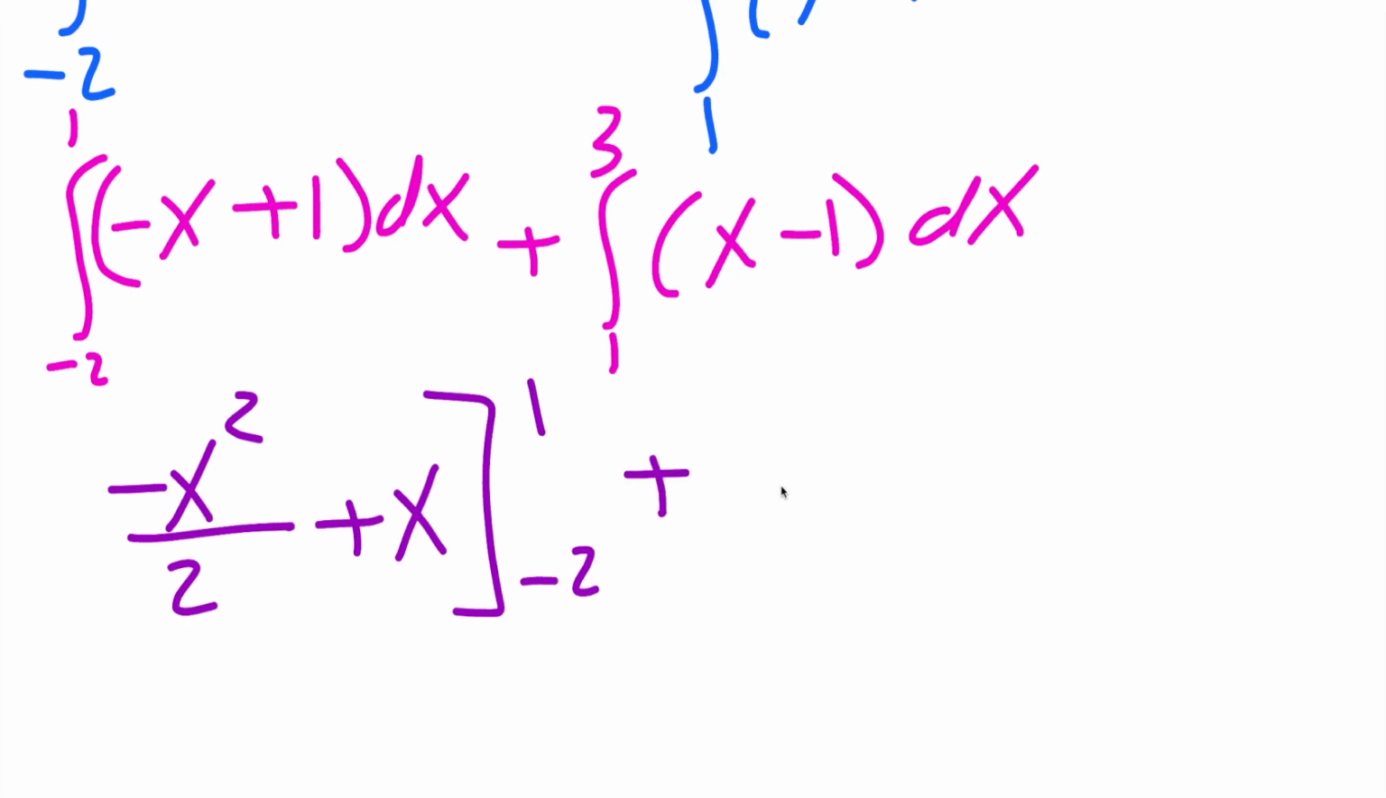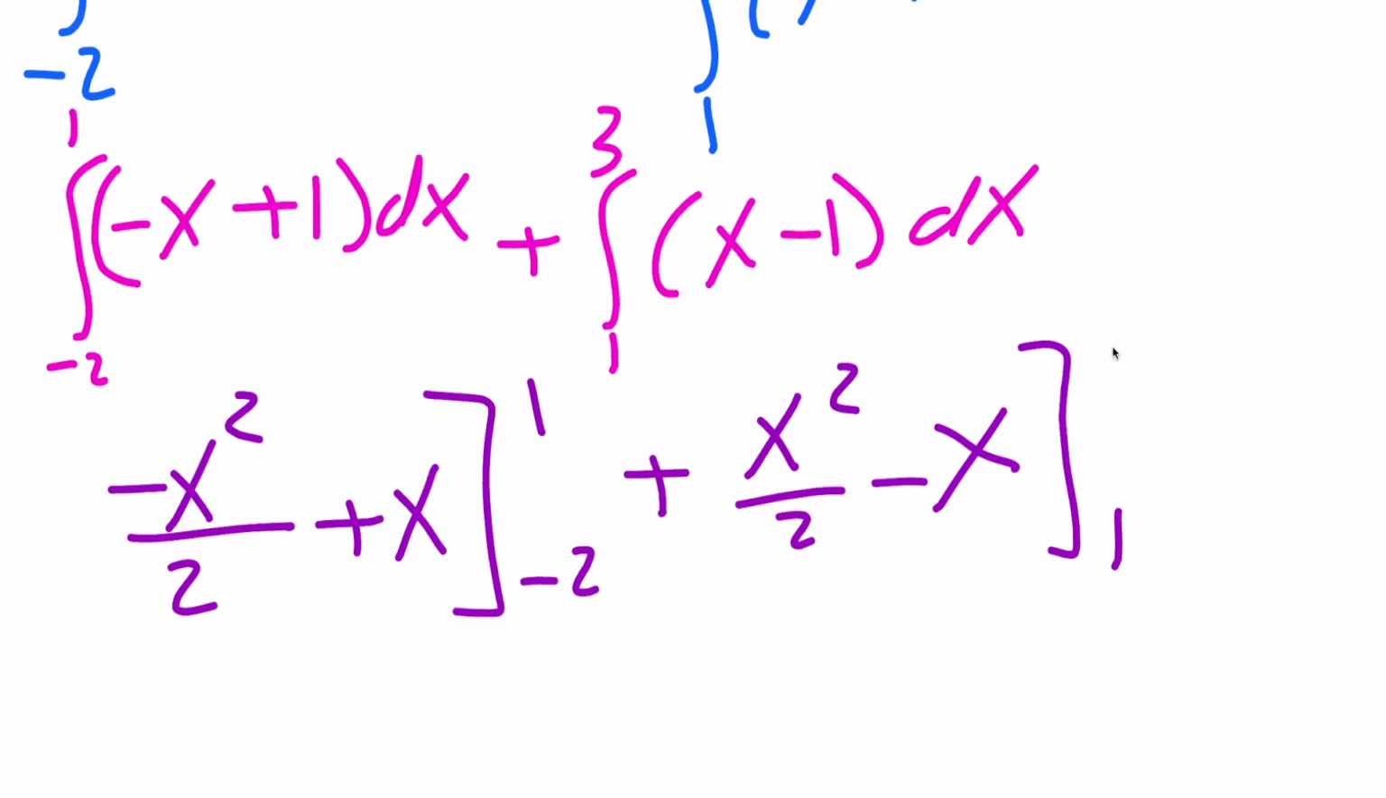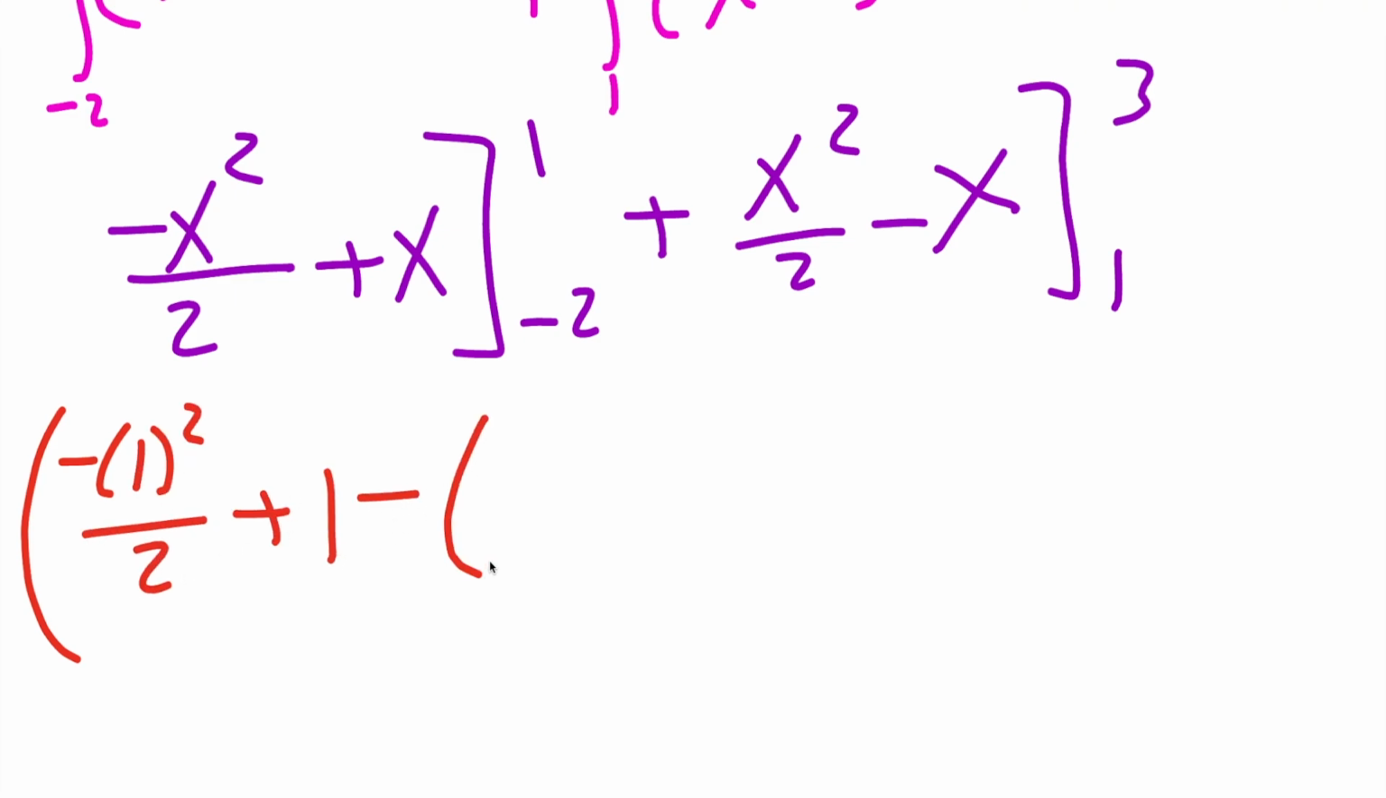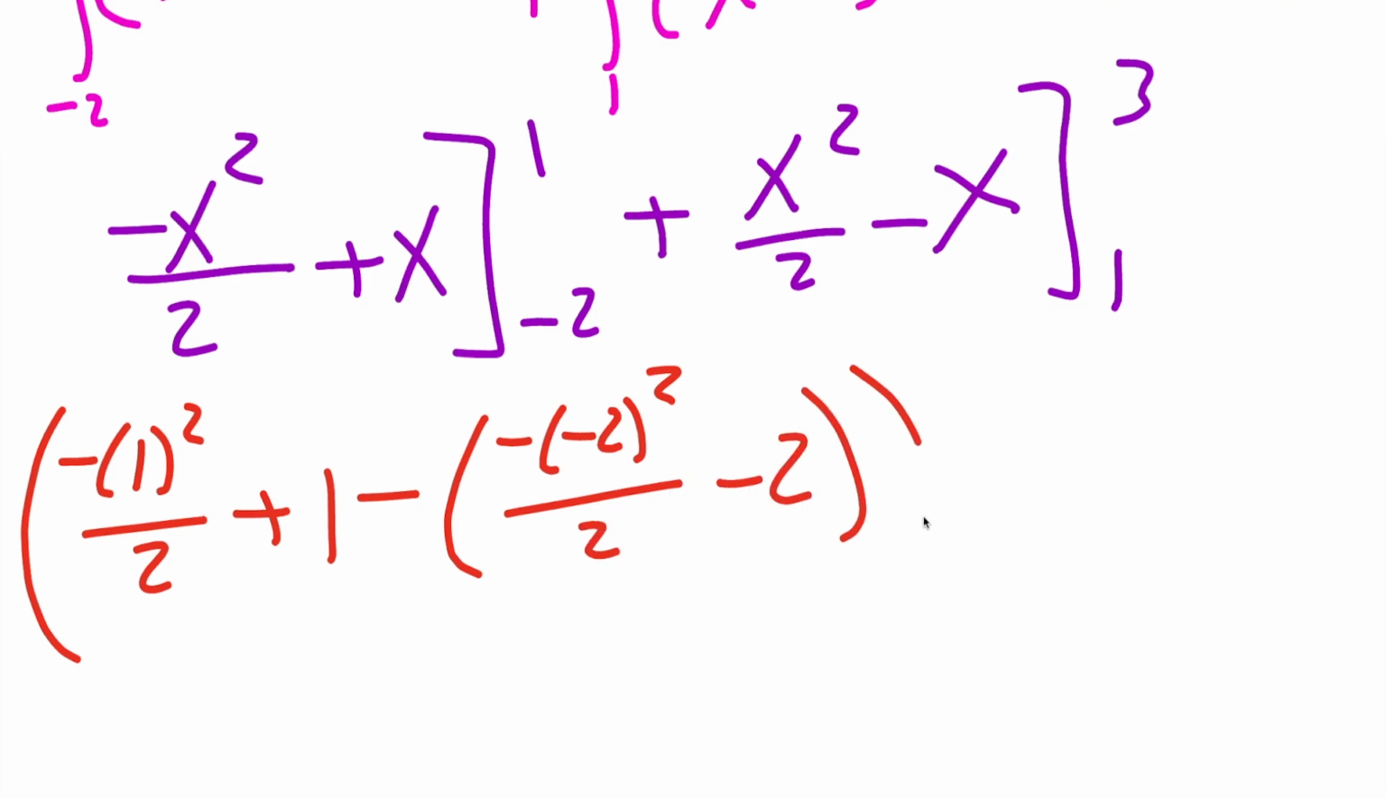Now we can do this piece. x becomes x squared divided by 2. Negative 1 becomes negative x, and it's being defined by 1 to 3. So now we can swap the values. We put in a 1, we would get negative parentheses 1 squared divided by 2 plus 1, minus parentheses, now we do negative 2, so negative parentheses negative 2 close parentheses squared divided by 2, and then we put in a negative 2 here, close parentheses, close parentheses.